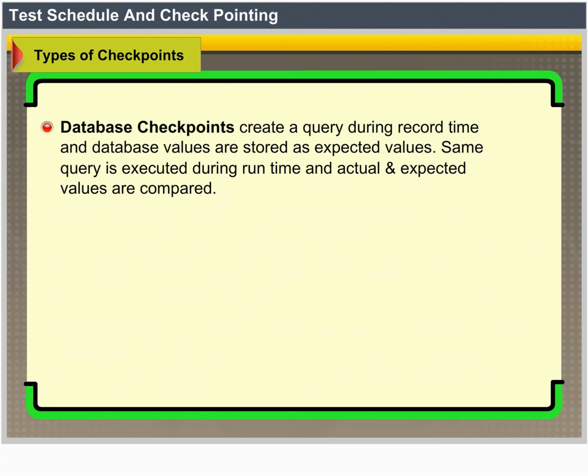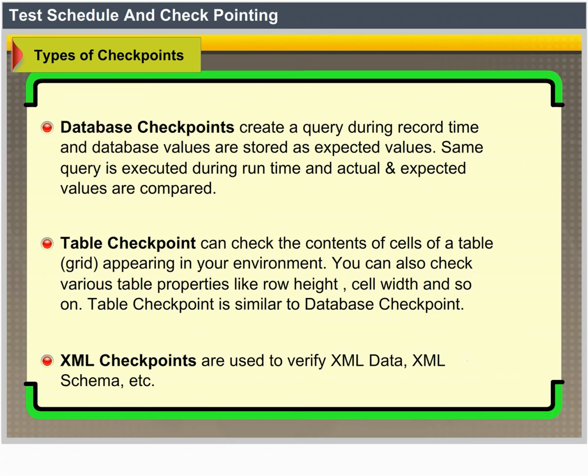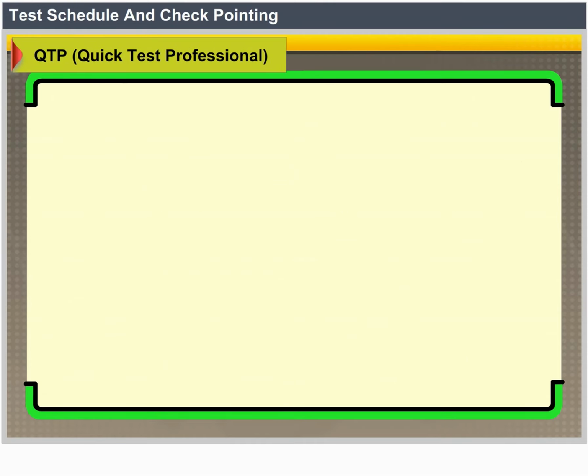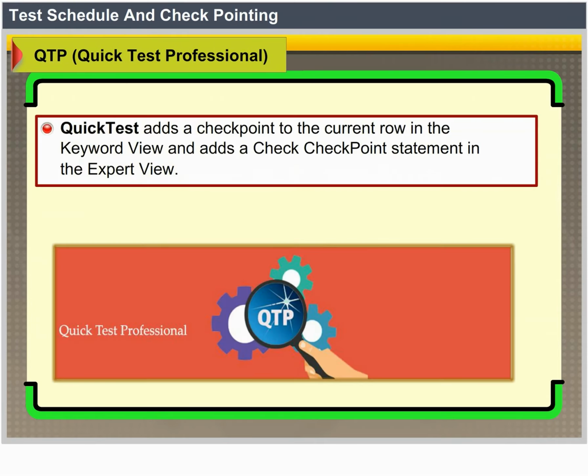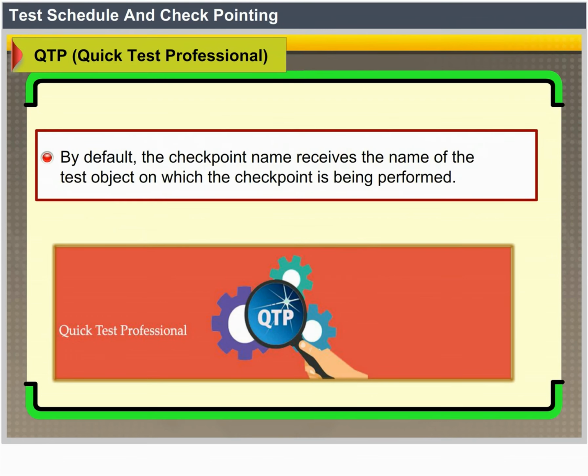Table checkpoint can check the contents of cells of a table grid appearing in your environment. You can also check various table properties like row height, cell width, and so on. Table checkpoint is similar to database checkpoint. XML checkpoints are used to verify XML data, XML schema, etc. Example: QTP checkpoints. QTP is an automation tool. QTP, Quick Test Professional. Quick Test adds a checkpoint to the current row in the keyword view and adds a checkpoint statement in the expert view. By default, the checkpoint name receives the name of the test object on which the checkpoint is being performed.